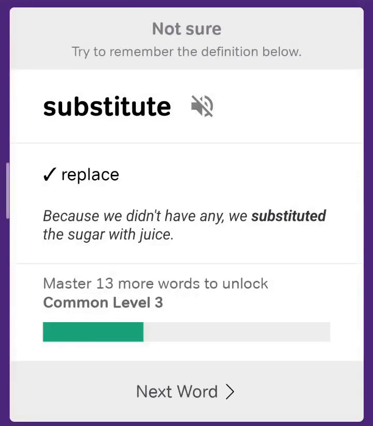Substitute. Replace. Because we didn't have any, we substitute the sugar with juice.